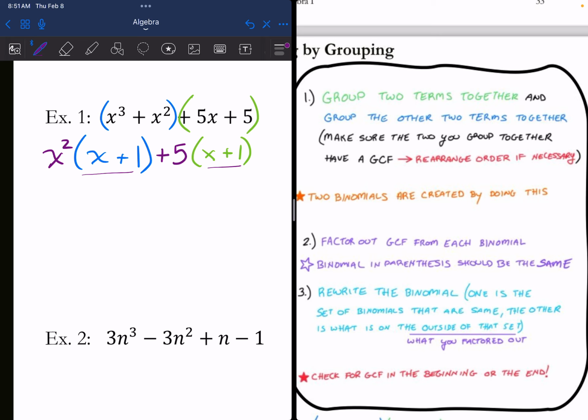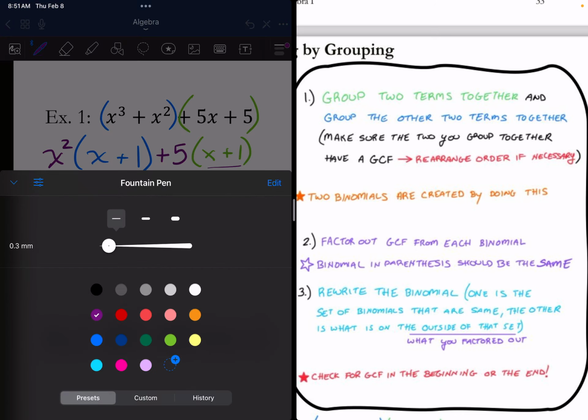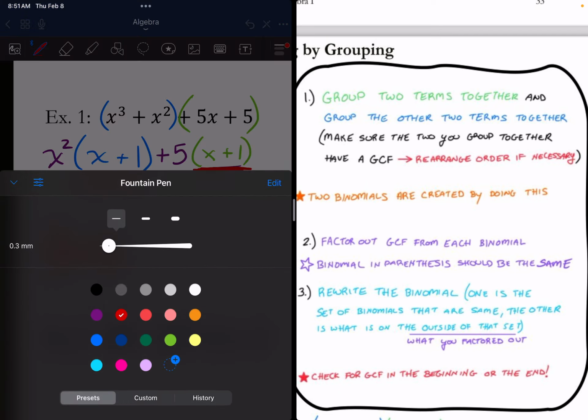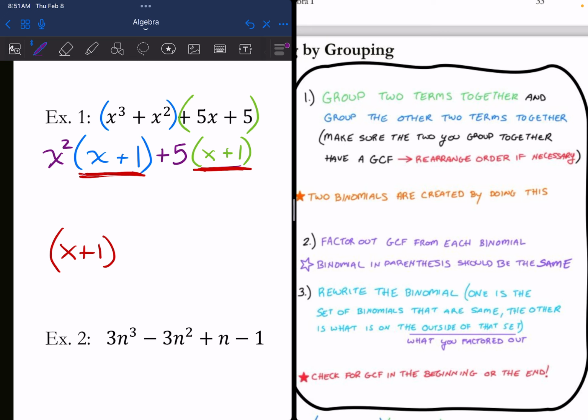Number 3, we're going to rewrite the binomial. One of the sets of the binomials is our same parentheses. So I'm going to put that in red, right? X plus 1. These are the same. So that gets put here as x plus 1, because that's like I'm factoring it out again, as if I was taking it out again, right? So if you can visualize that GCF, x plus 1 being taken out, great. Then we're left with what was on the outside. It's what we factored out before. X squared plus 5. See the purple here? This is our final answer.